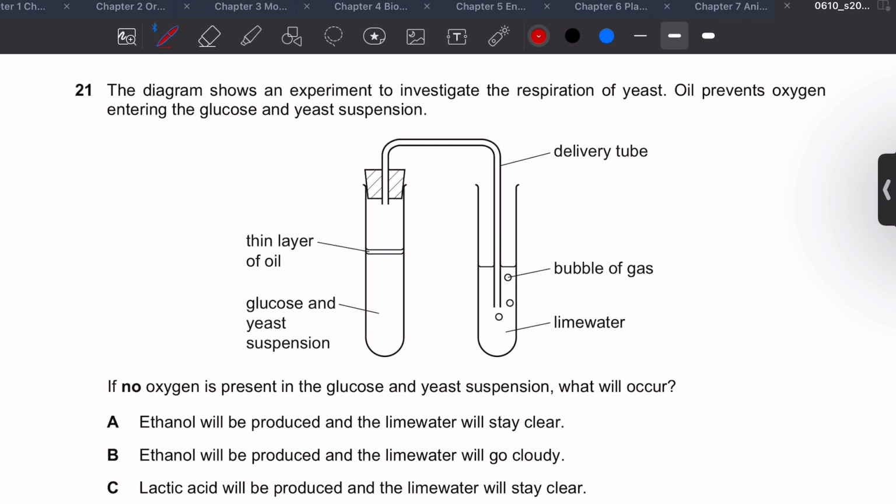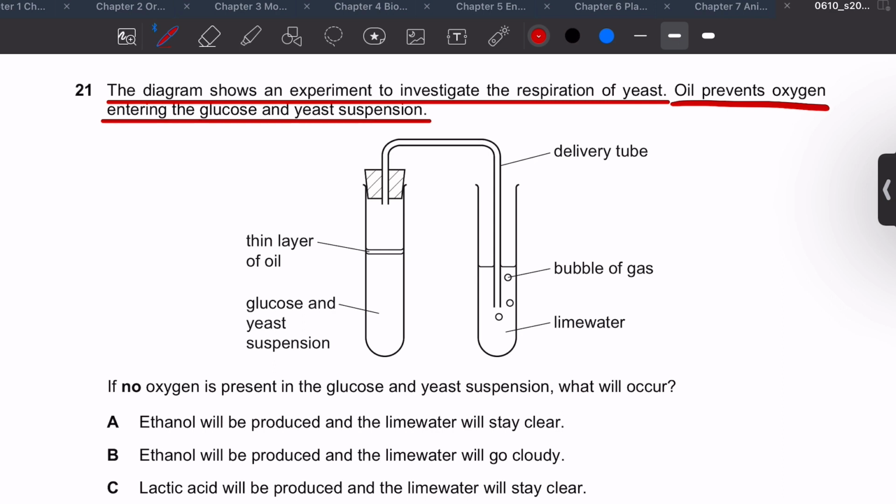Number 21. The diagram shows an experiment to investigate the respiration of yeast. Oil prevents oxygen entering the glucose and yeast suspension. If no oxygen is present in the glucose and yeast suspension, what will occur? So this question is asking what happens if there's no oxygen? What happens to the yeast when there's no oxygen, but only glucose?